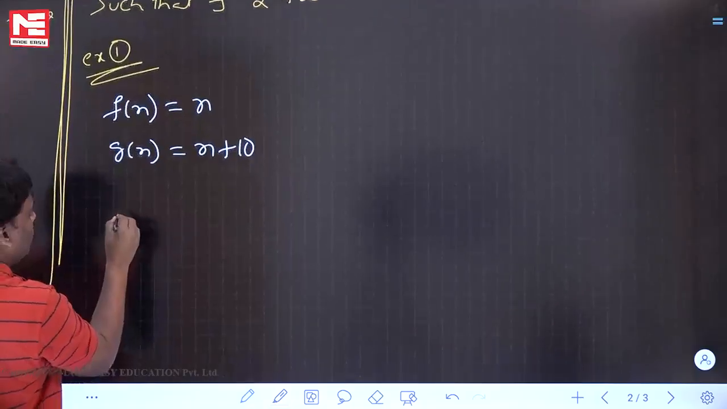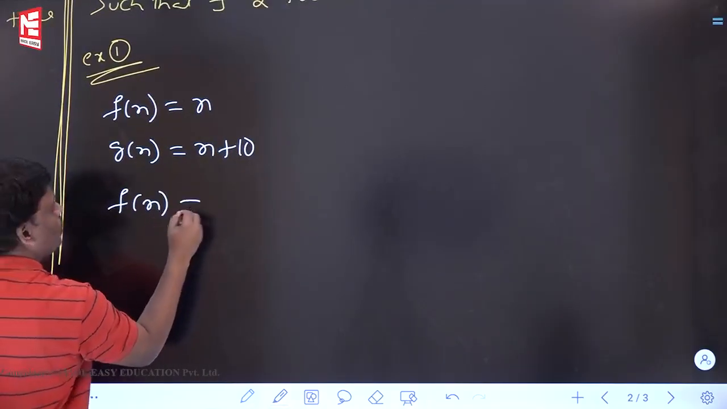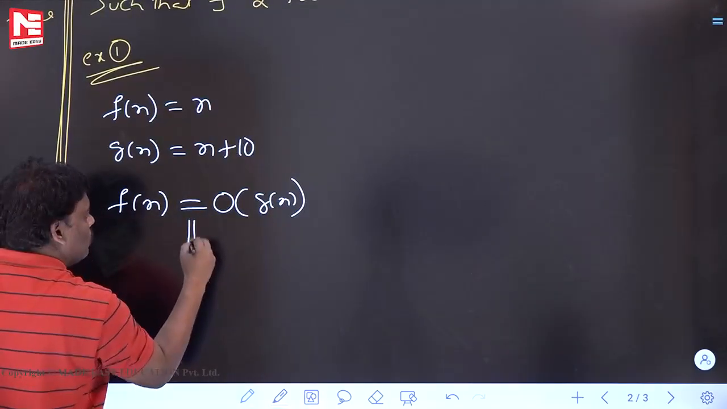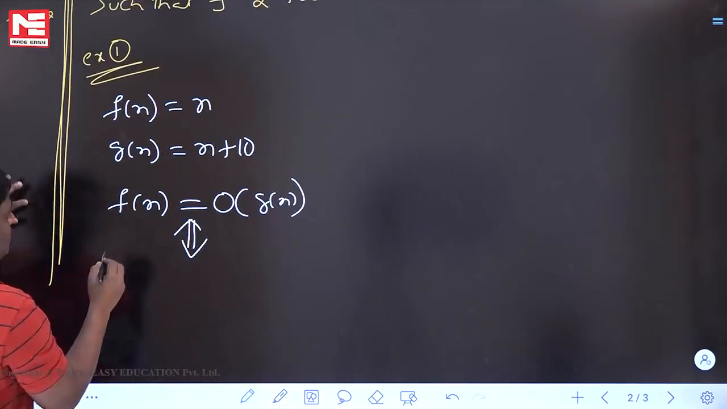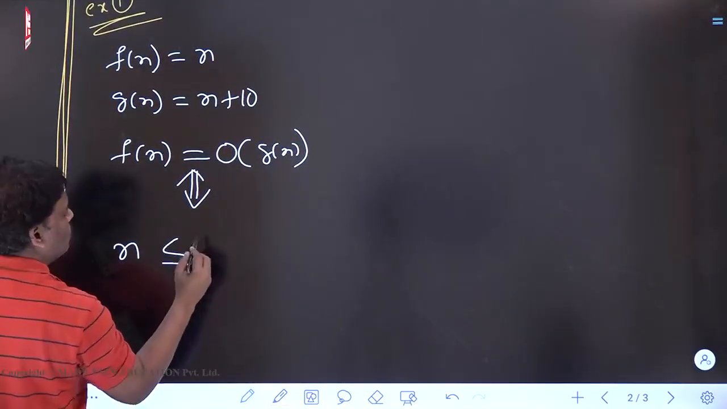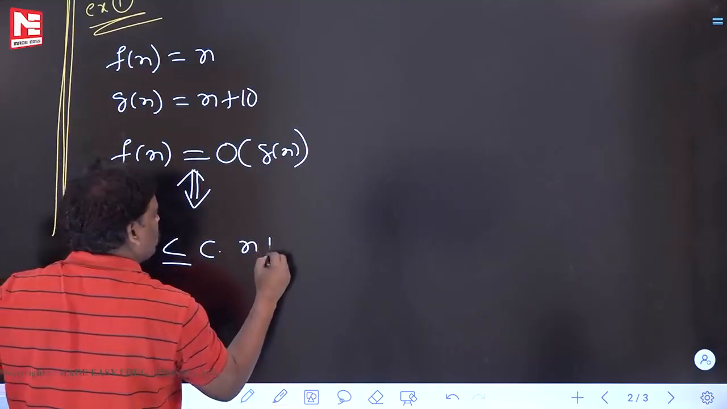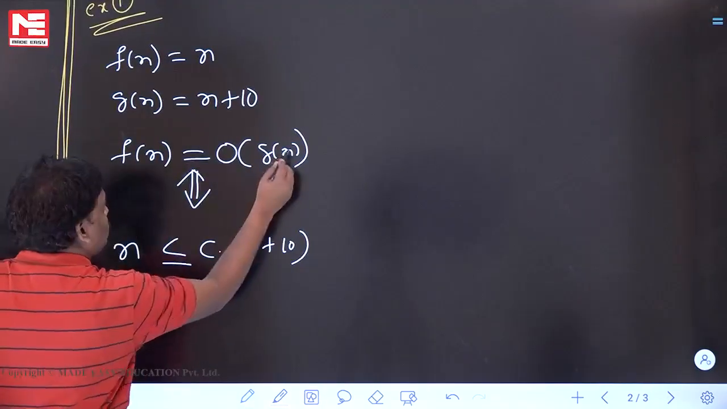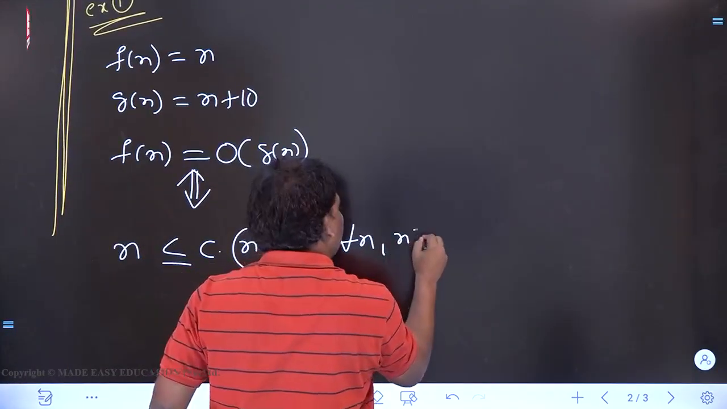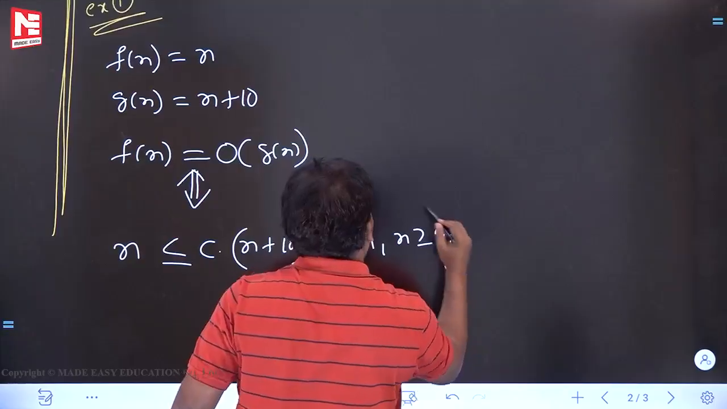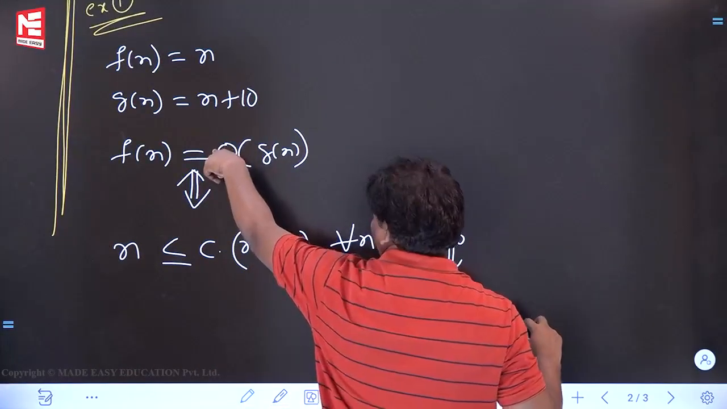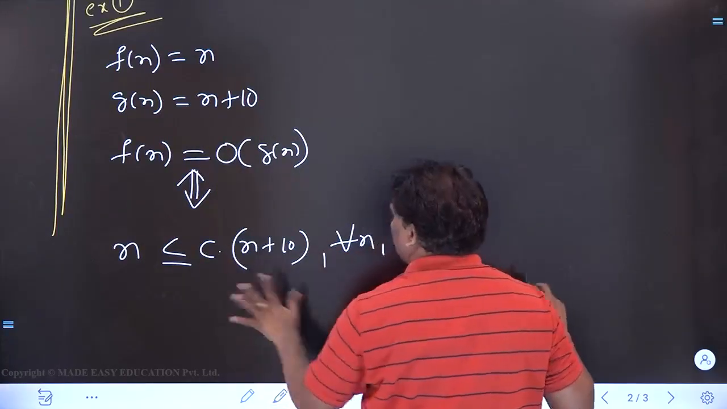Now I want to say big O. What is the meaning? I want to say like this: f of n is equal to big O of g of n. If you want to say this, what condition do you have to satisfy? Let me write. f of n, which is n, is less than or equal to some c into g of n, which is n plus 10. And one more: for all n, where n is greater than or equal to n0. If you can satisfy this condition, then you can say this.